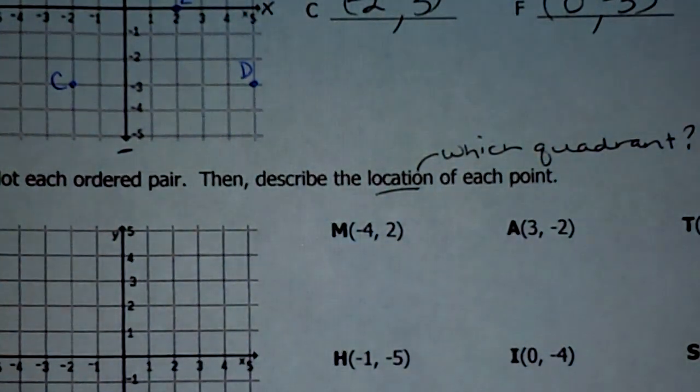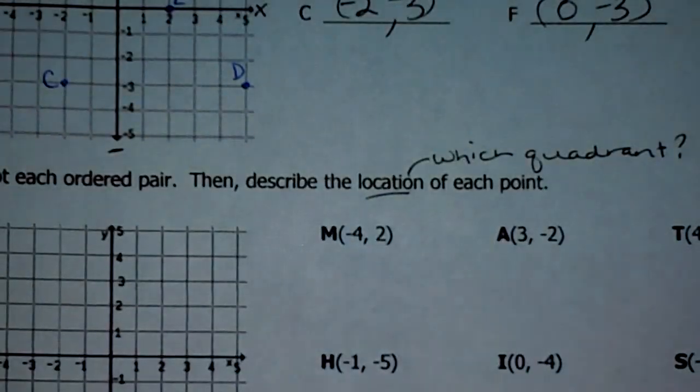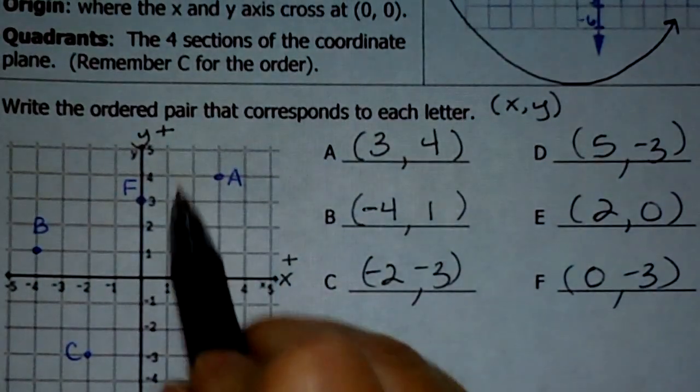There is a nice little shortcut to describing which quadrant. Here I give you nice little friendly numbers, but let's say I gave you negative 87, 42. You don't want to actually have to graph that, okay? But there are patterns that will help you. So jump back up here for 1 second.